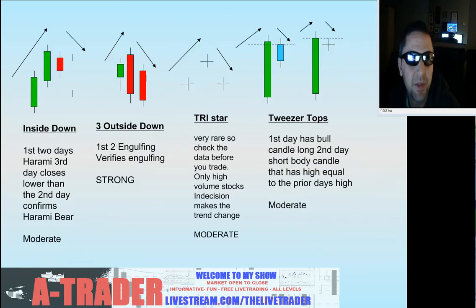Nice play. Inside down, this is that harami with the enhancement. There we go. There's the enhancement, taking it from a low symbol to a moderate symbol. What else do we want to talk about? Tri-stars. If you see a tri-star, redo your math. Tweezer tops. You see how this is perfect. This is going to play out stronger than this one would. This is imperfect, but you're going to see it more. It's going to play out, but with less strength.